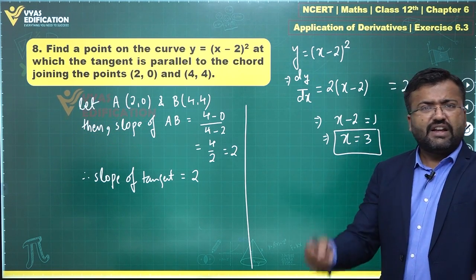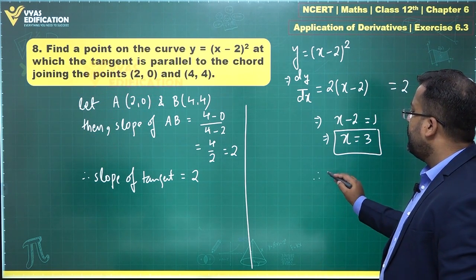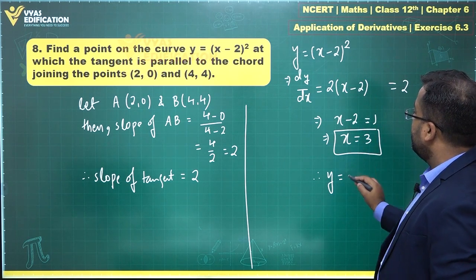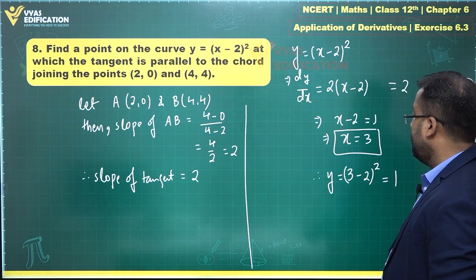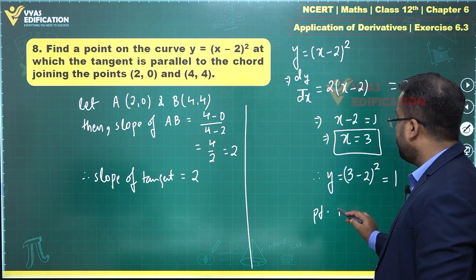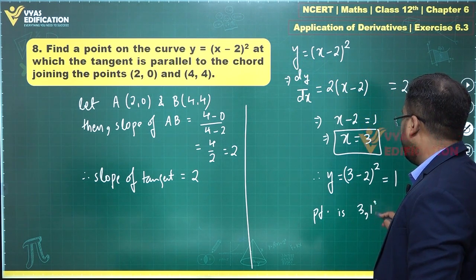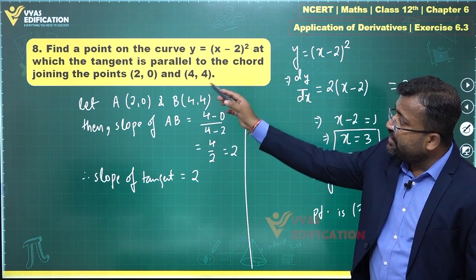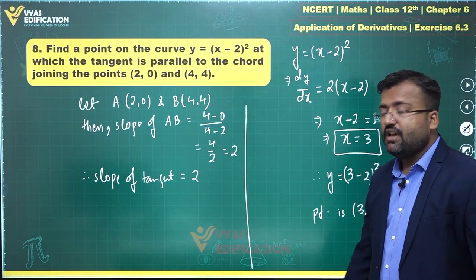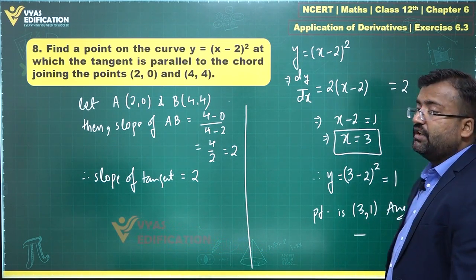This is the x coordinate of the required point. Let's find the y coordinate as well. Therefore, y equals (3 minus 2) whole square, which is 1. The point is (3, 1). That's the point at which the tangent is parallel to the chord joining these 2 points. That's the complete solution of this question.